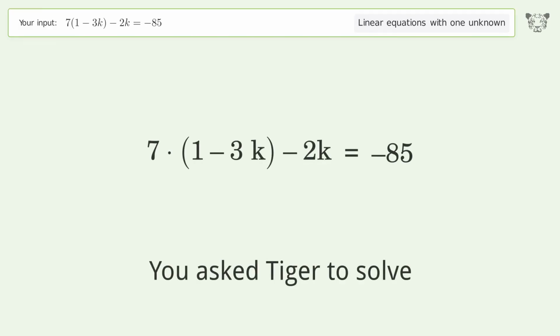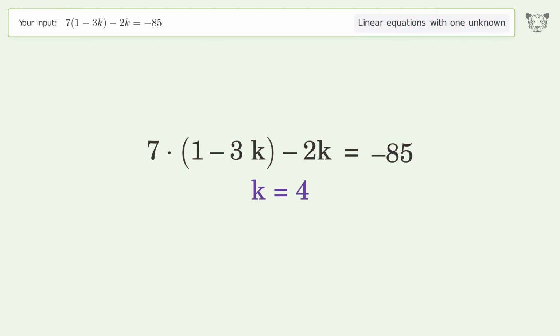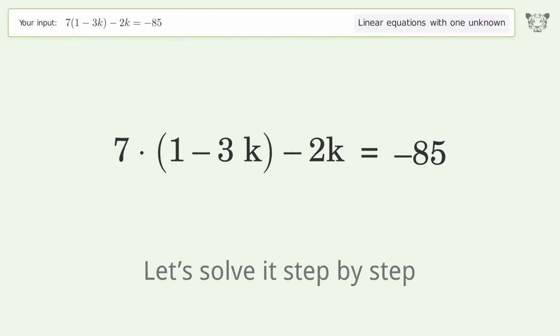You ask Tiger to solve this. This deals with linear equations with one unknown. The final result is k equals 4. Let's solve it step by step.